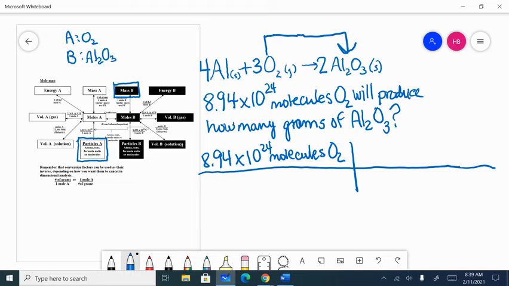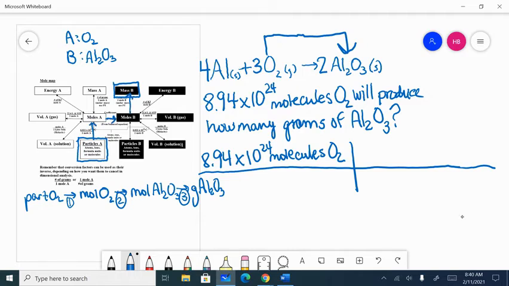So let's make a mole map plan. We'll start with particles of oxygen. We'll change that to moles of oxygen. Moles of aluminum oxide. And then grams of aluminum oxide. So again, I have 3 arrows, 3 conversion factors, 3-step problem. Mole to mole, and then moles to grams, starting with particles to moles.